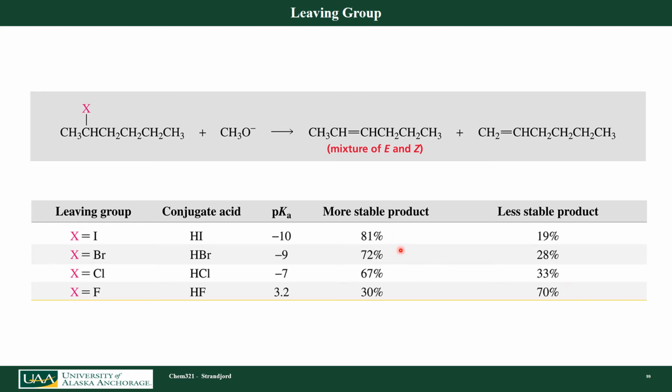So if I want Zaitsev product, I would actually choose iodine as my leaving group, or bromine. If I want the Hofmann product, I'm going to choose chlorine or even fluorine, even though this would be a much slower reaction here. So I can adjust my product mix not only by adjusting the reaction conditions, I can adjust the starting materials.